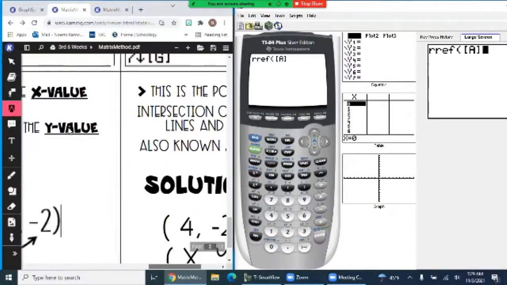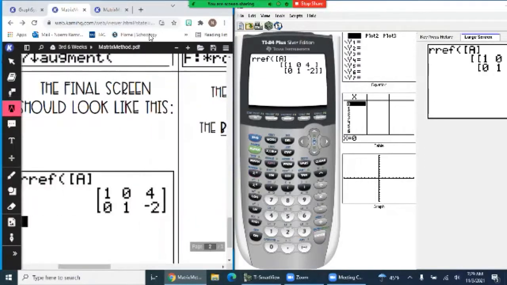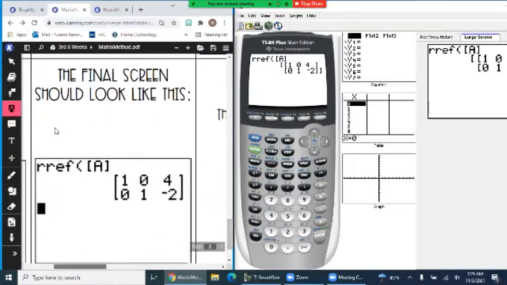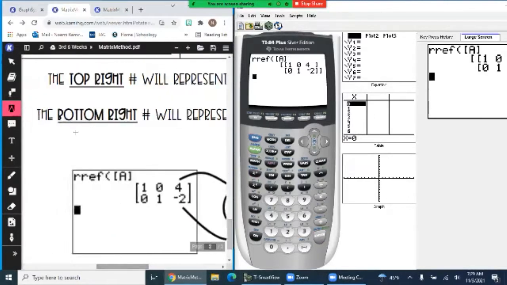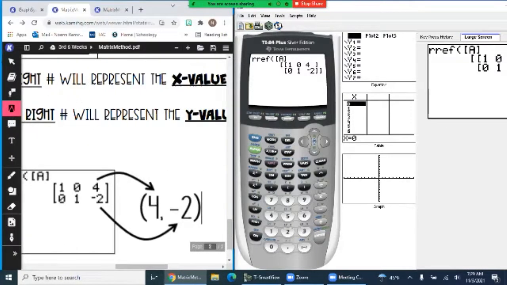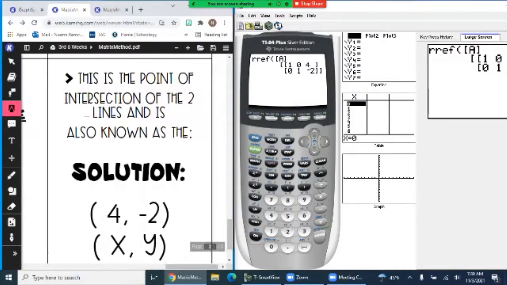And your screen should now have an A attached right there. Press enter again. And now you should have this screen where you have 1, 0, 4, 0, 1, -2. Those last 2 numbers just represent the ordered pair, or the point where your lines intersect. So that top number will represent your X value while the bottom number represents your Y value. So the point of intersection, the solution, is 4, -2.